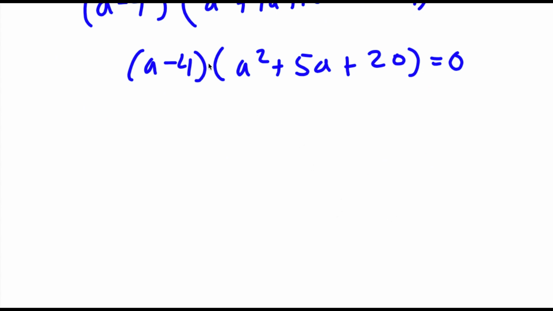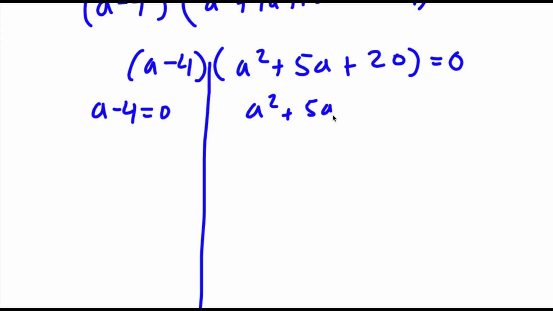Now I have two equations. I have a minus 4 is equal to 0, and I also have a squared plus 5a plus 20 is equal to 0. For a minus 4 equals 0, I can simply add 4 on both sides, so these two cancel out, and I will be left with a is equal to 4.